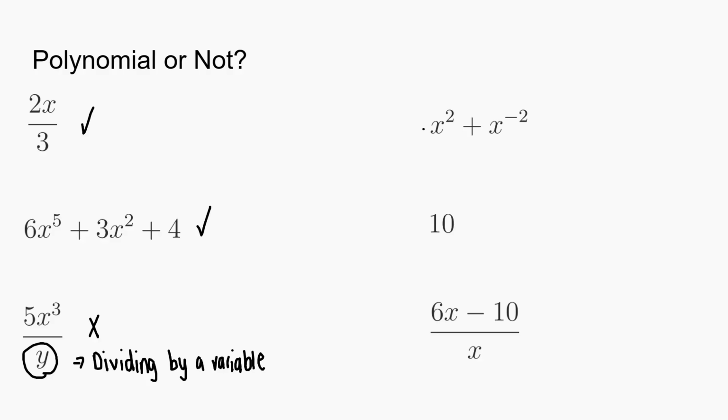What about this one? x squared plus x to the -2. Is this a polynomial? No, it's not a polynomial, because here we have an exponent that is negative. For polynomials, the exponent needs to be a non-negative integer.